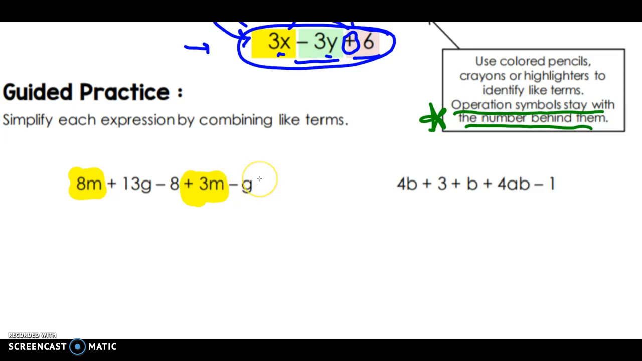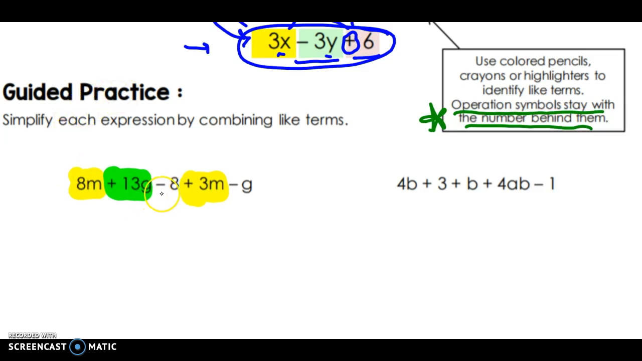But then we have a -G, so we're done with our yellow color. So I'm going to pick up a different color. I just happened to pick green, and I'm going to highlight that next term. I see a +13G. I highlight that in green. I included the sign before it.